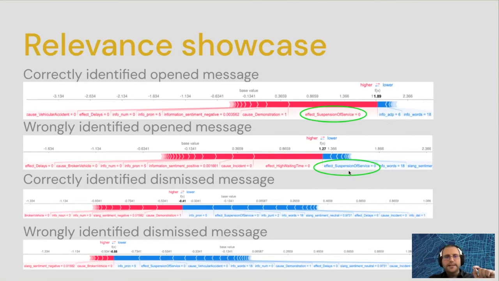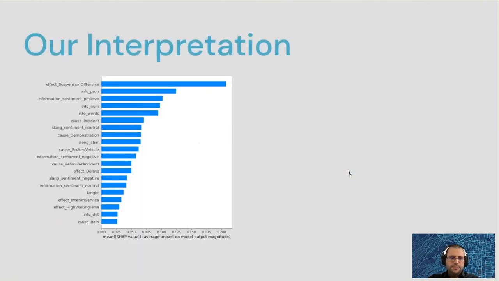Talking about results, this is what we understood. This is our interpretation of the results, Christian. So the first one of our results would be the severity of effect and cause.